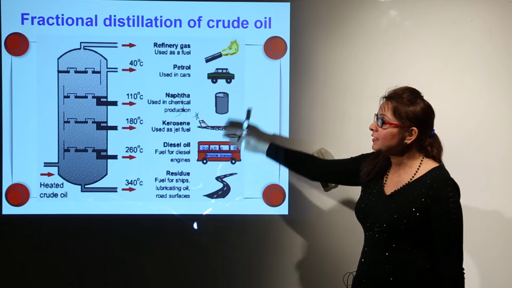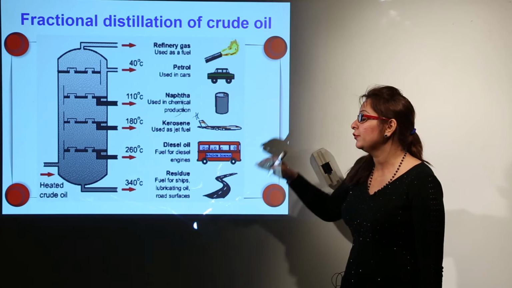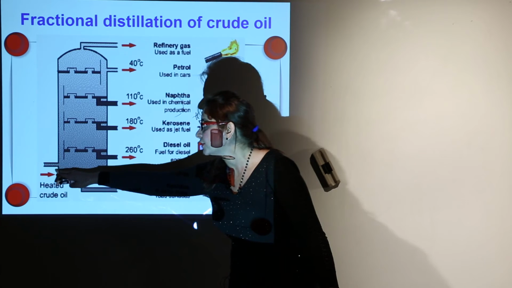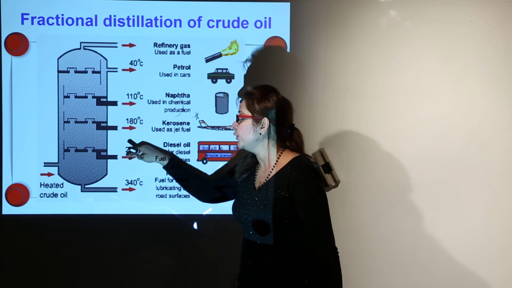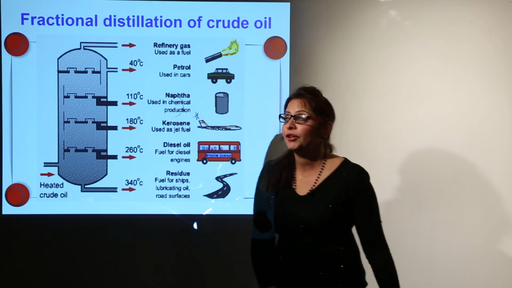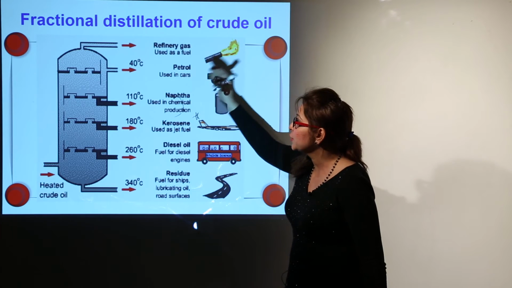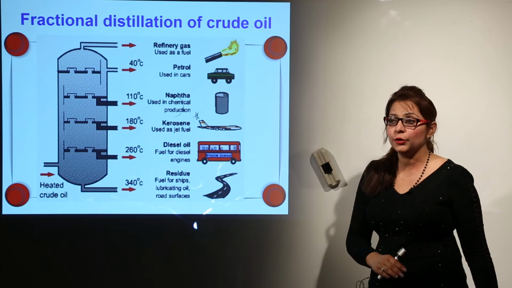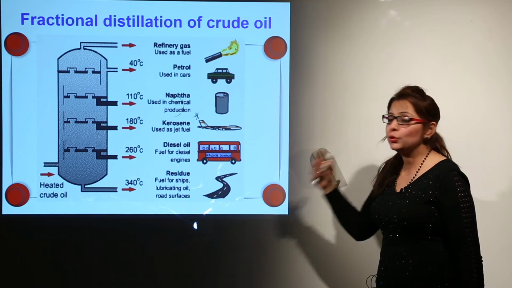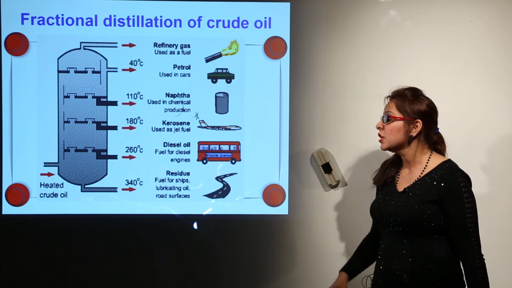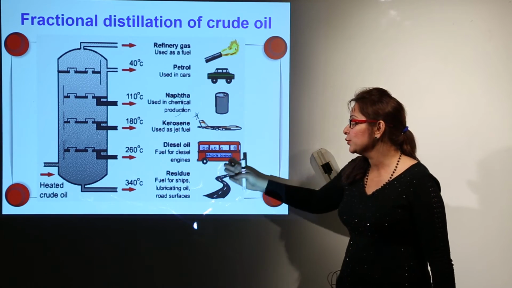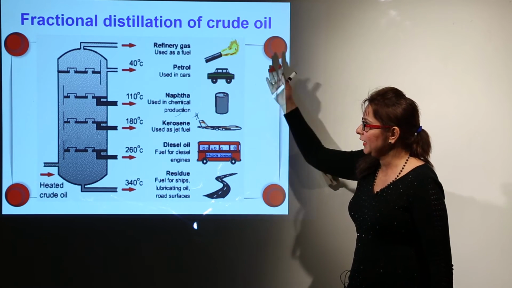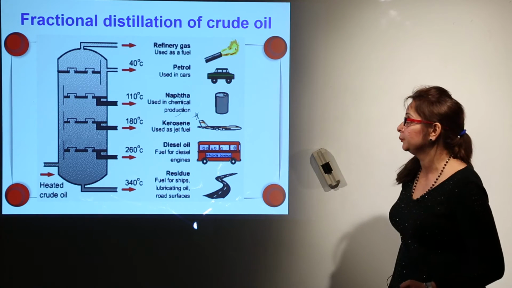See, this is a figure showing the fractional distillation of crude oil. Heated crude oil enters the fractionating column, and at different boiling points we get the different components. You can see refinery gases, petrol, naphthalene, kerosene, diesel, and residue, and these all serve a good use of their own and are used in daily life. Diesel oil is used to run vehicles, and kerosene is used as jet fuel. So we have many kinds of things which we use in daily routine.